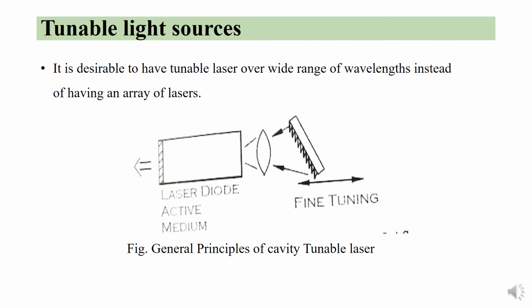Tunable light sources in optical fiber communication systems. It is desirable to use a single light source over the range of wavelengths instead of having an array of lasers. So there are several tuning options available in the case of tunable light sources. It can be wavelength tuning lasers, frequency tuning lasers, and tuning filters also. And one type of tunable light source is discussed here, that is the external cavity tunable laser.